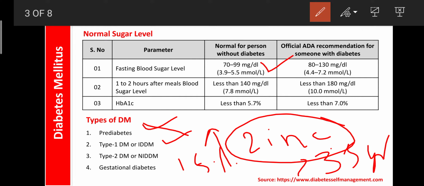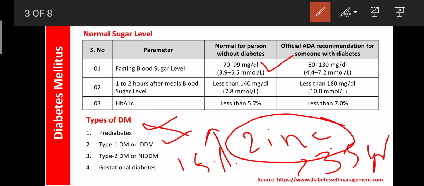So in type 2, the beta cells are not malfunctioning, they still secrete the insulin, but that insulin fails to bind to the insulin receptor. Those receptors are present on the liver cells or on other muscle cells. So due to the lack of binding of insulin to the insulin receptor, it cannot regulate the glucose level in our body. So the blood sugar level increases. That type of diabetes mellitus is known as type 2 diabetes mellitus.